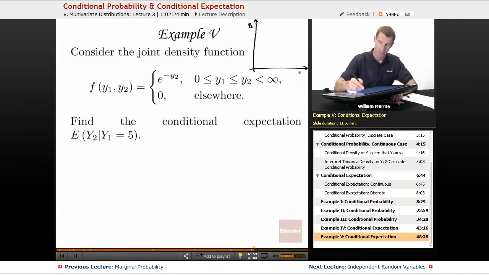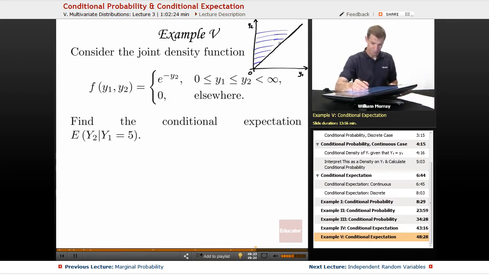I think that might have run slightly off the slide, so let's move that in a little bit. And we're told that they both go from 0 to infinity, but y2 is always bigger than y1. So let me graph the line y2 equals y1. And now we're looking at this region sort of above that line.